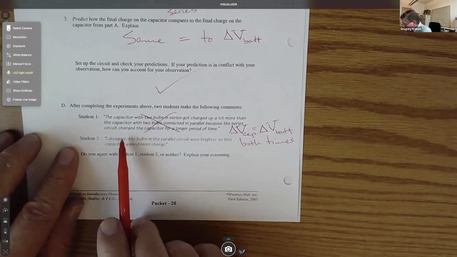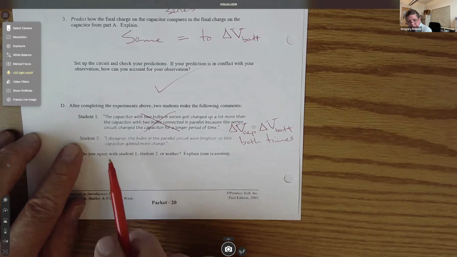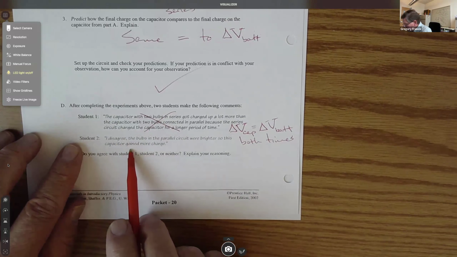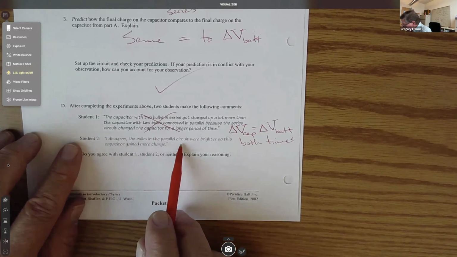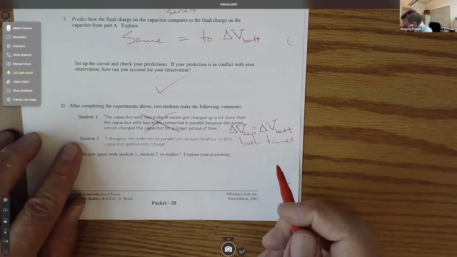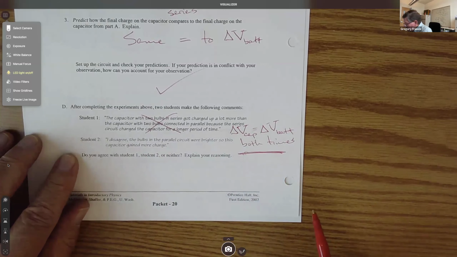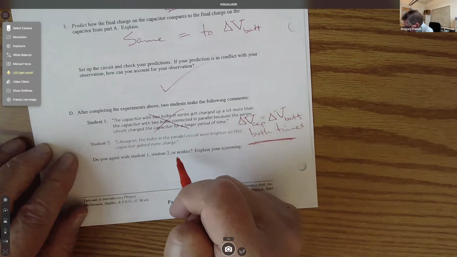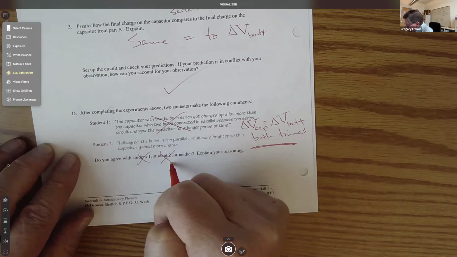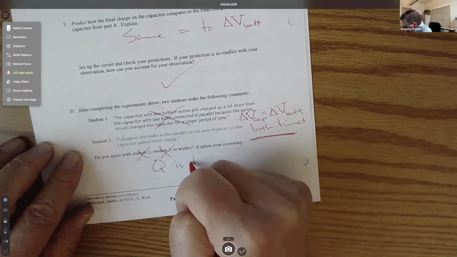So student two says, I disagree. Well, it's good to disagree with student one. That's been something we can always depend on. The bulbs in the parallel circuit were bright, so this capacitor gained more charge. Again, no, the same amount of charge. We agree with neither student. Okay, the charge is the same.